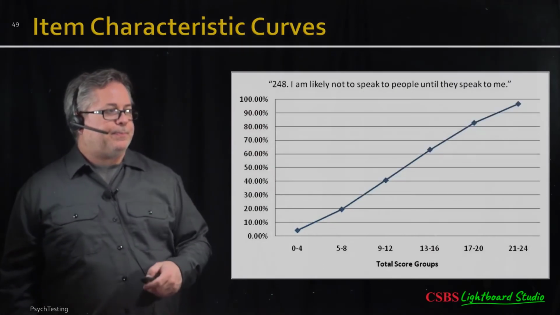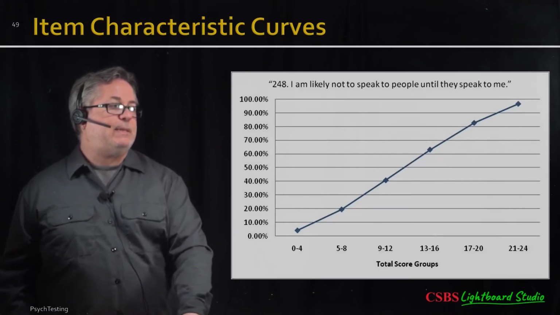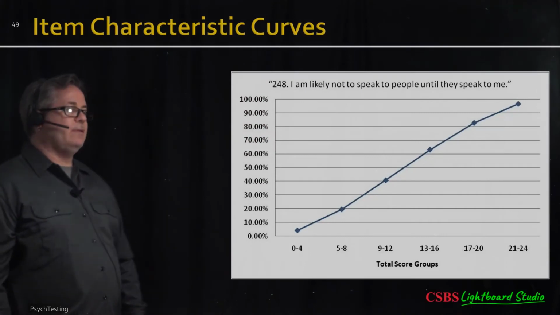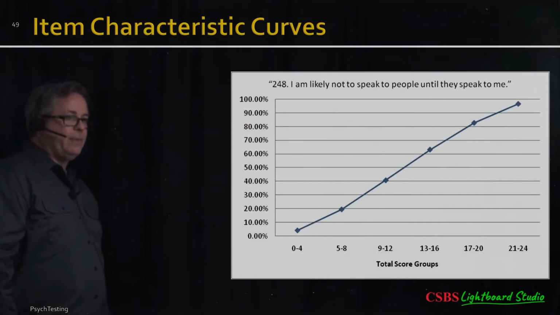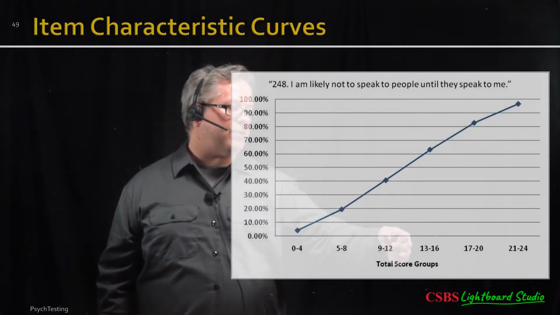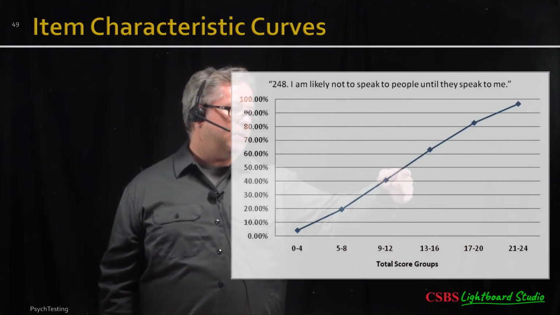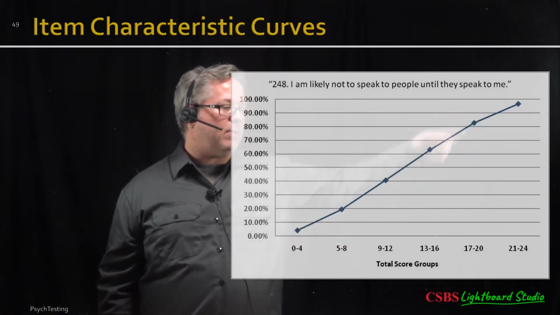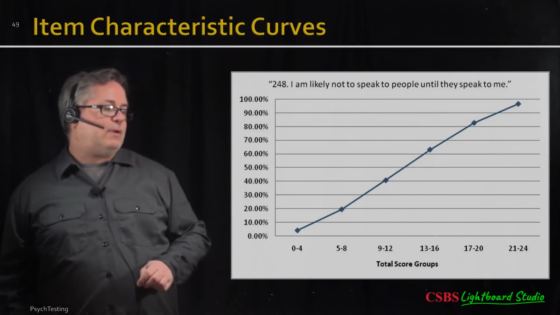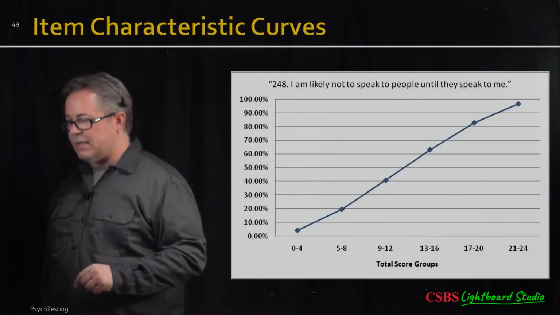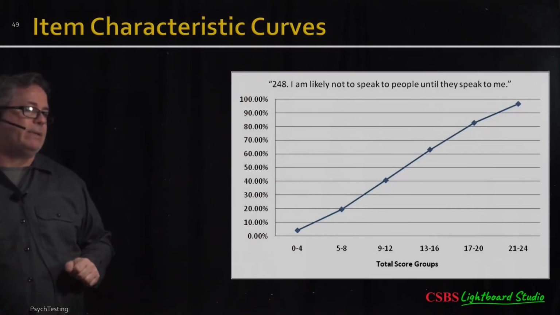Let's keep going. I am likely not to speak to people until they speak to me. So this item looks pretty good. It's again not crazy discriminating, but it's hitting people right in the middle of the social anxiety continuum, right in the center. The low group has a fairly low probability. The high group has a fairly high probability. So it looks like a fairly decent item. It could be more discriminating. It's not perfectly related to social anxiety, but it's got some merit.